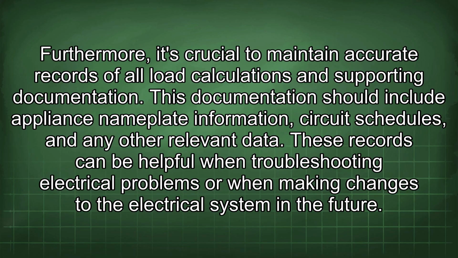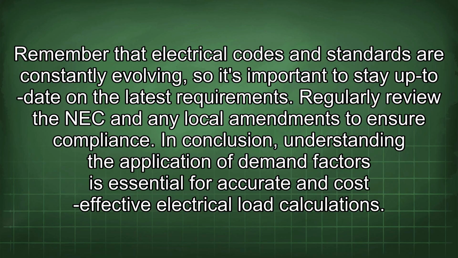Furthermore, it's crucial to maintain accurate records of all load calculations and supporting documentation. This documentation should include appliance nameplate information, circuit schedules, and any other relevant data. These records can be helpful when troubleshooting electrical problems or when making changes to the electrical system in the future. Remember that electrical codes and standards are constantly evolving, so it's important to stay up to date on the latest requirements. Regularly review the NEC and any local amendments to ensure compliance.